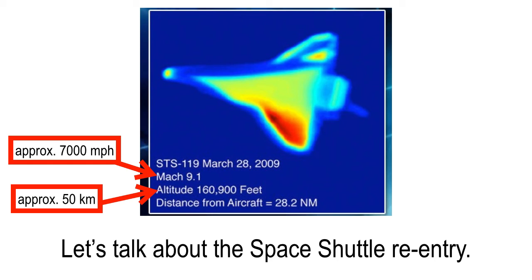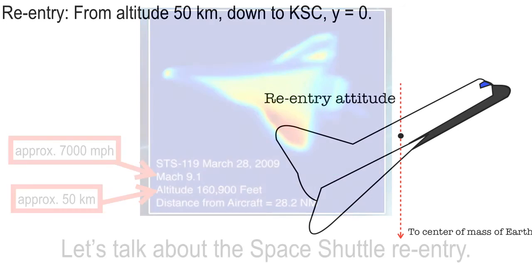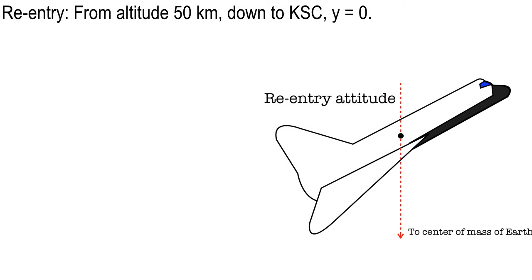So what we're going to do is work out a reentry problem here for the space shuttle, from 50 kilometers all the way down to Kennedy Space Center, y equals 0. So now here's a picture. This is basically the reentry attitude.